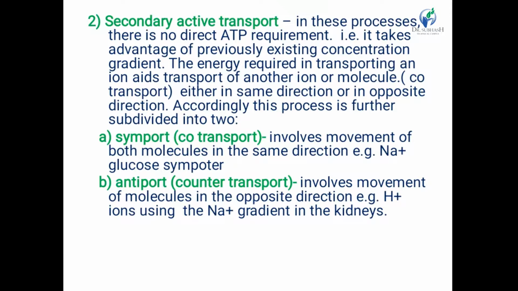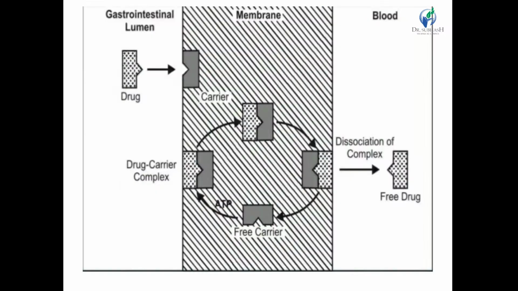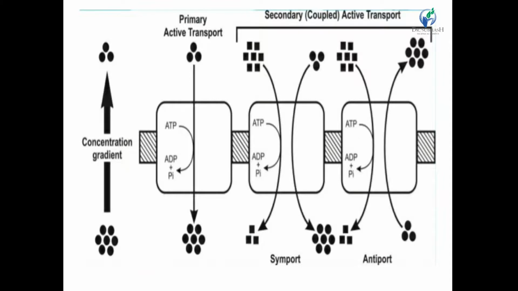We will understand this by figure, in which this is the drug complex, meaning carrier mediated. In the next figure, see here the concentration gradient is moving in the upward direction. Primary active transport needs ATP, which is a direct requirement. It travels from low concentration to higher concentration, and therefore it requires energy, or ATP.